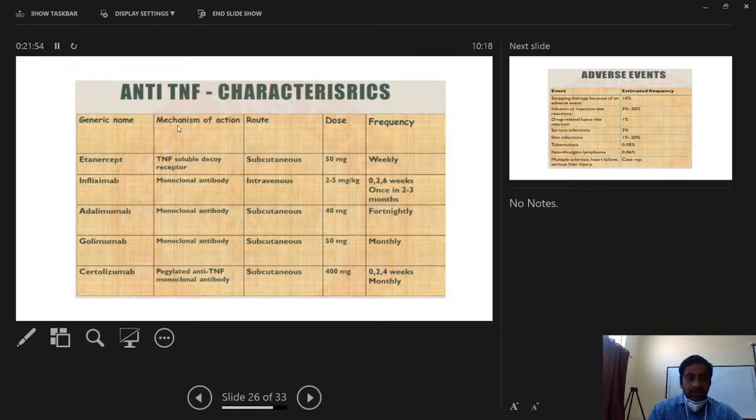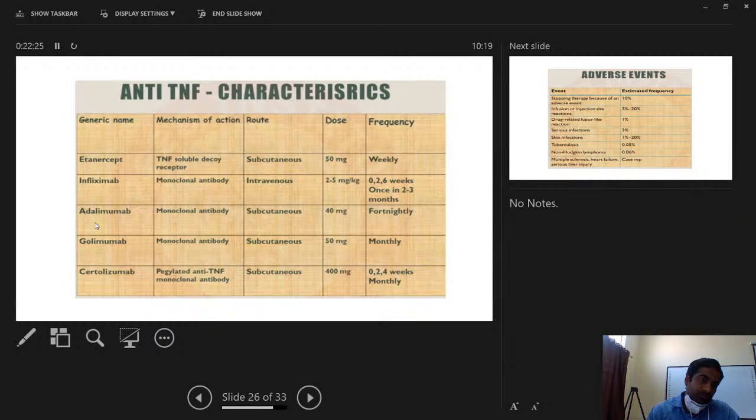So anti-TNF: I already told you TNF is more commonly responsible for rheumatoid arthritis, so you block that. You have etanercept, a TNF soluble decoy receptor. The route is subcutaneous, 50 mg weekly. Then infliximab is a monoclonal antibody given IV, 2 to 5 mg per kg, at the start, second week, and sixth week.